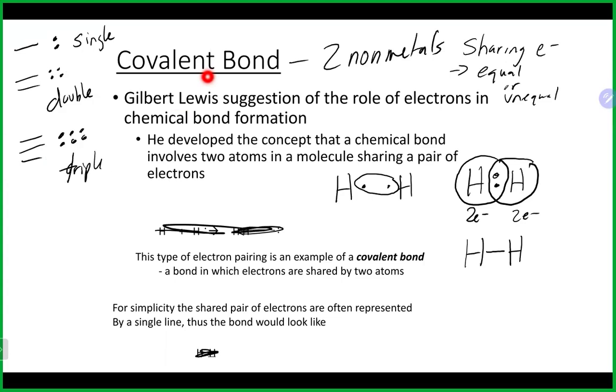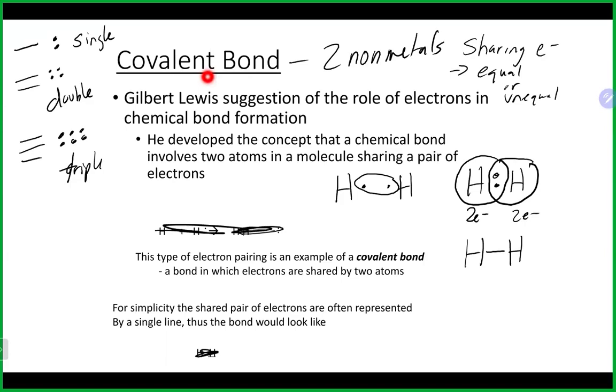And again, most of the time I would say people will show bonding by using the line, but it is absolutely not incorrect to use dots. So if you want to use dots, you could use dots to represent it. It's not incorrect or anything like that.